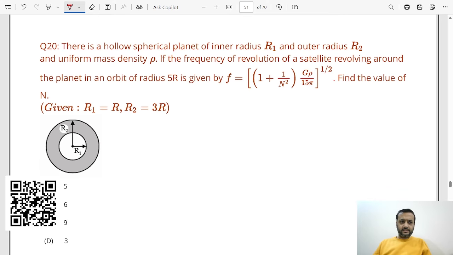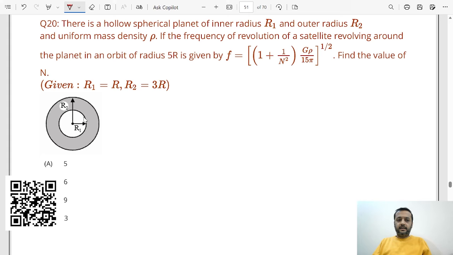So in this question, basically there's a hollow spherical planet of inner radius r1 and outer radius r2 of uniform density rho. There's a satellite which is revolving in a radius of 5r, and we have to find the frequency of the satellite. In fact, they have given the frequency of revolution, so we have to find the value of capital M. Now, first we must understand that r1 is equal to r and r2 is 3r. So this distance is 3r and this distance is r. So basically the satellite is revolving in some larger radius, which is 5r, right?